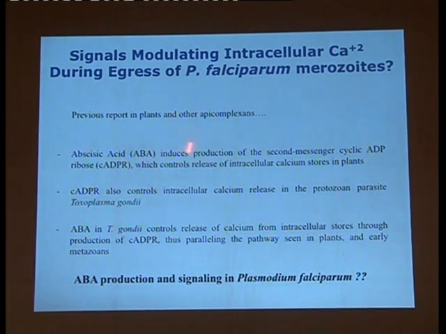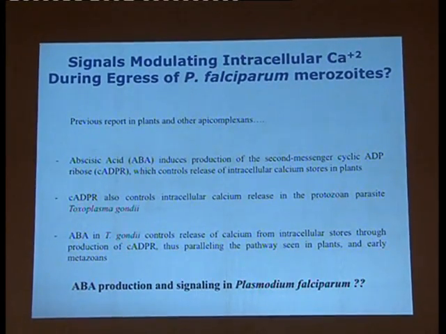And for that, we looked into the literature and we know that abscisic acid, which is a plant-like hormone, is a second messenger, and it also controls the release of intracellular calcium by cADPR. Some apicomplexans have already been shown to have cADPR control intracellular calcium. And one apicomplexan, Toxoplasma gondii, which is again a parasite, also expresses abscisic acid. So our question was whether our parasite also expresses abscisic acid, which is a plant-like hormone.